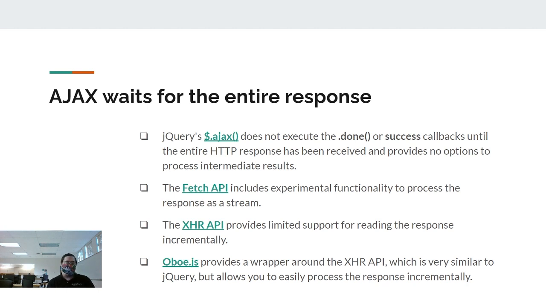But I want to lay out some of the groundwork underneath so you understand what's going on, and maybe some of the tools that Oboe is using to implement that, just in case you need to use some other tool or work with the XHR API directly. Okay, questions?